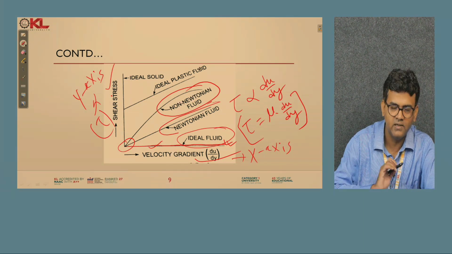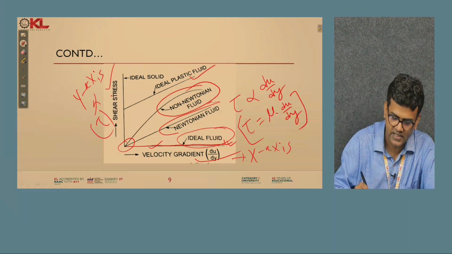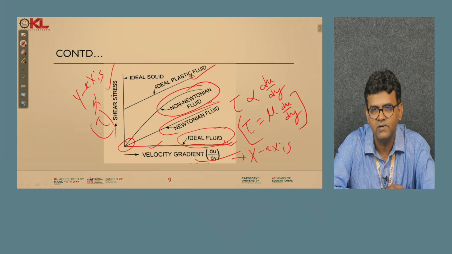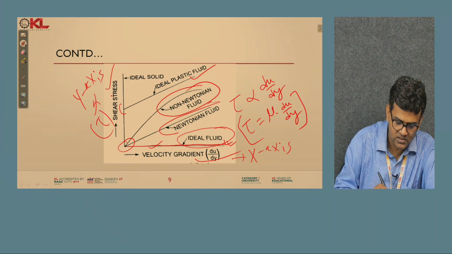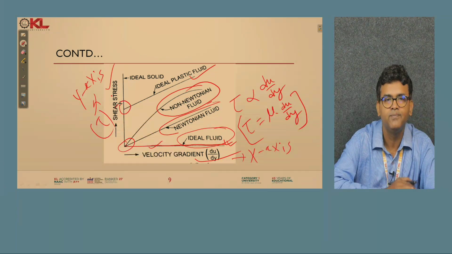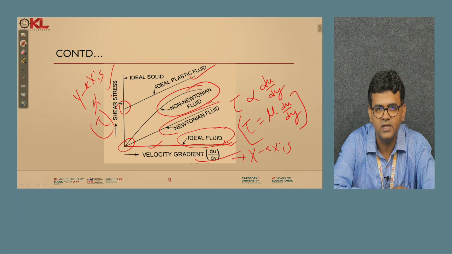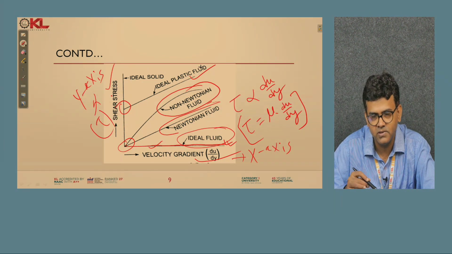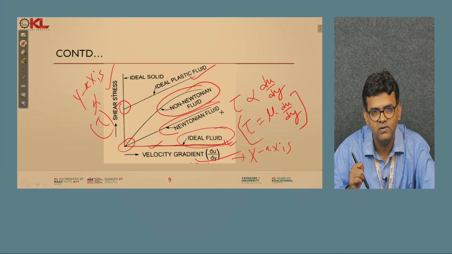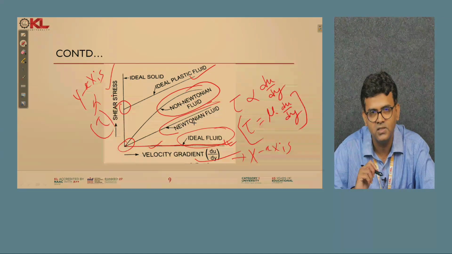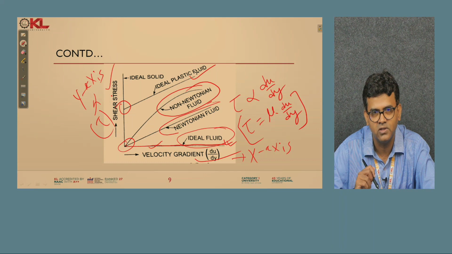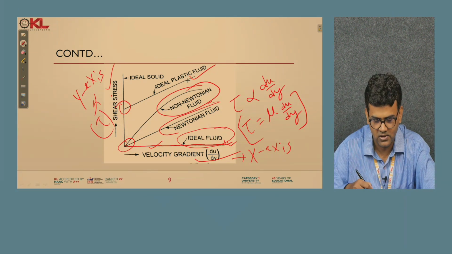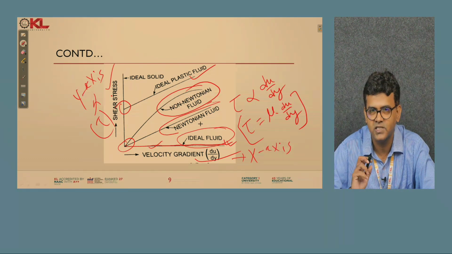Next one is the ideal plastic fluid. That means it is a straight line, so shear stress is proportional to the velocity gradient, but it is not passing through the origin. It has some value, that is, more than the yield value. That's why it is called the ideal plastic fluid. So there is a difference between the ideal plastic fluid and the Newtonian fluid. One is passing through the origin while the other is not. However, both follow Newton's law of viscosity. Because of that, they have a straight line.